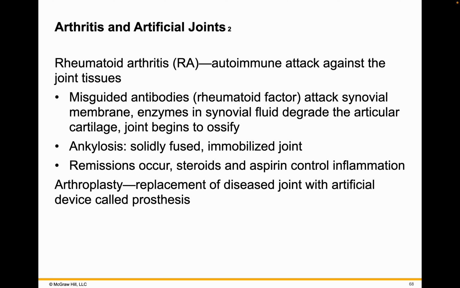Steroids, aspirin, non-steroidal anti-inflammatories are the first line of defense, and then often steroid-based anti-inflammatories, but I will say that there are many bioactive medications that are making great progress on the treatment of rheumatoid arthritis. Can also replace that joint with arthroplasty.